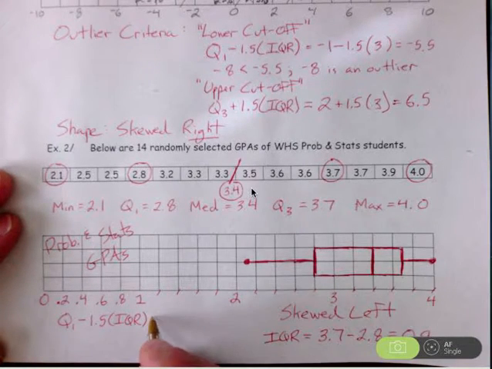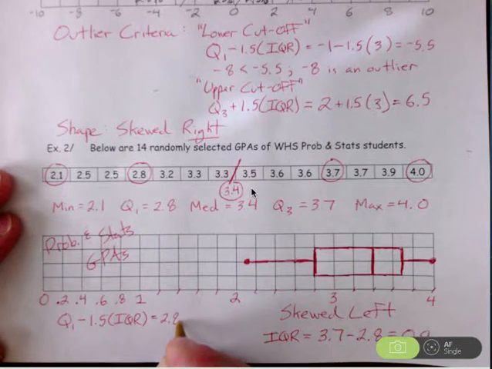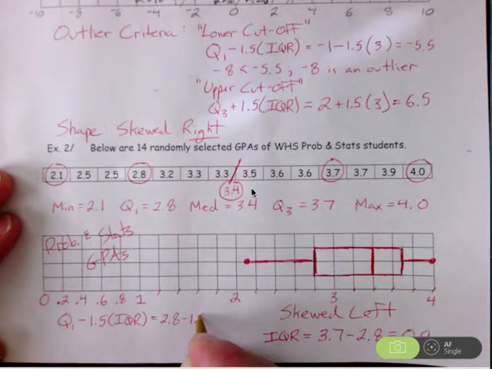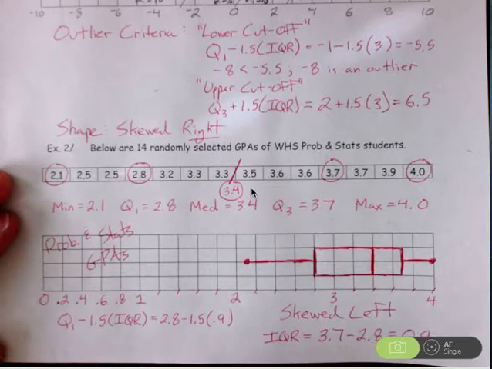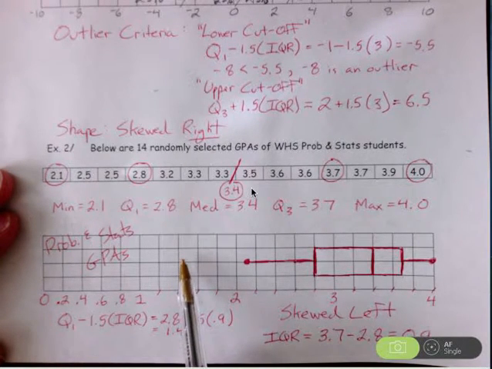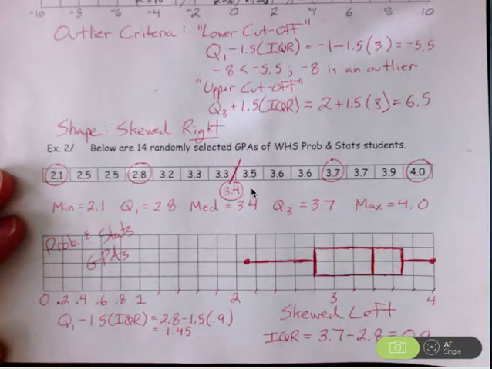So that value would be, let's see, what is Q1? It is 2.8 minus 1.5 times 0.9. So 2.8 minus 1.5 times 0.9, that is 1.45. So that is the lower boundary. That would be way, way over here. So the truth is we don't have anyone even close to being an outlier to the left. And then to the right, it's not possible.